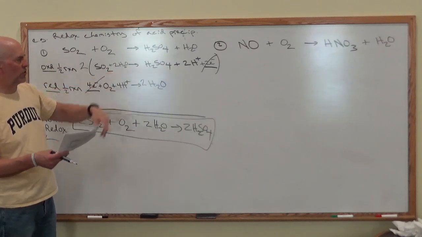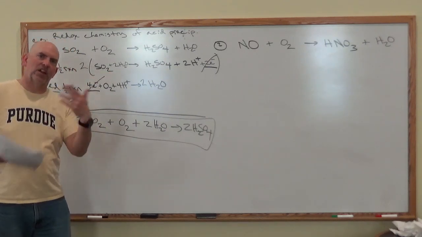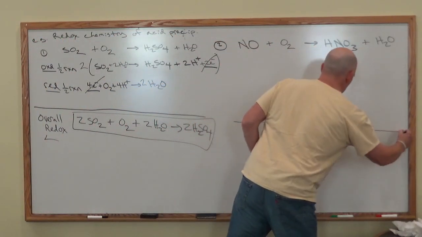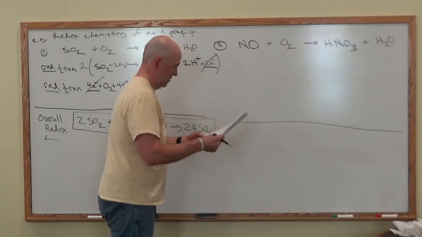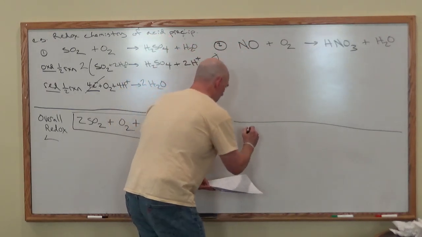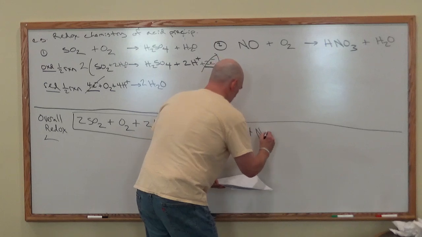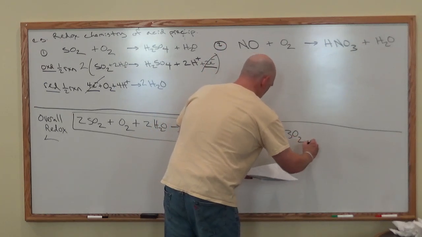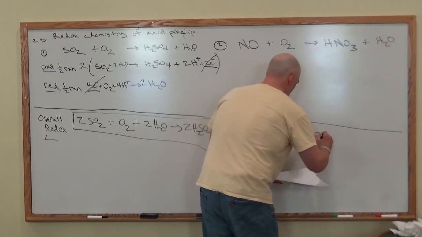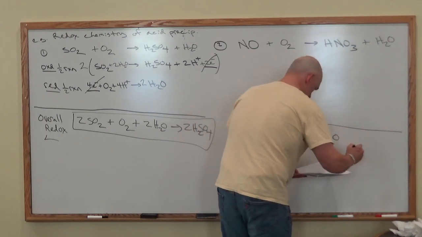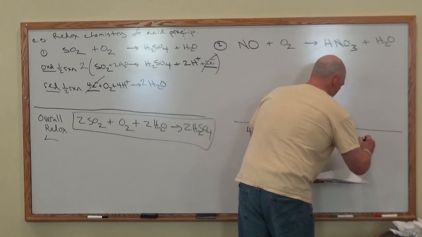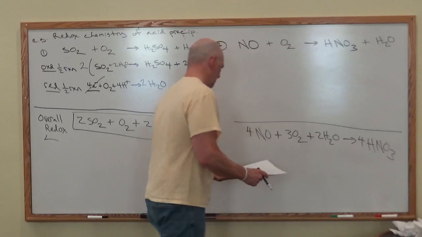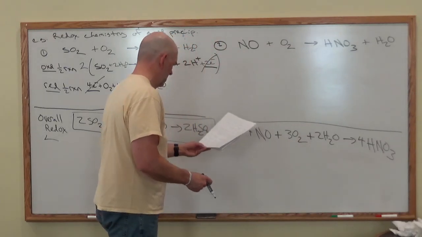See if you can do this one on your own. In fact, I'm going to give you the answer, then I'll go back and do the whole thing. So I came up with 4NO plus 3O2 plus 2H2O produces 4HNO3. I think that's right.